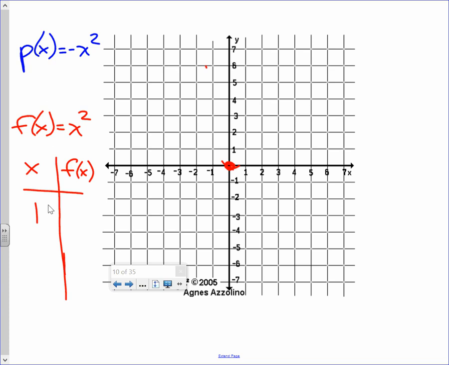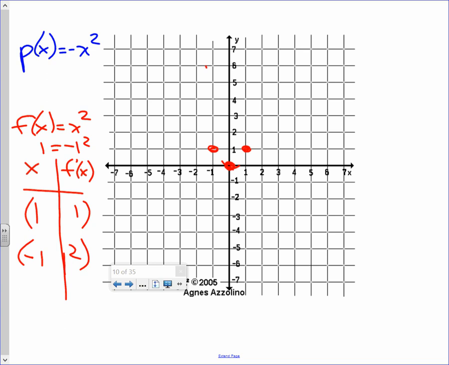If x is 1, what does y become? Let's see. 1 to the second power is 1. So f of x becomes 1. So look, I'm going to plot that point, 1, 1. Right now I'm doing the parent function. Here's your parent function. We know how it looks. We're just getting very detailed and specific with the points. How about if x is negative 1? Also 1, because negative 1 to the second power is negative 1 times negative 1. It's going to be positive 1. So look at that point.